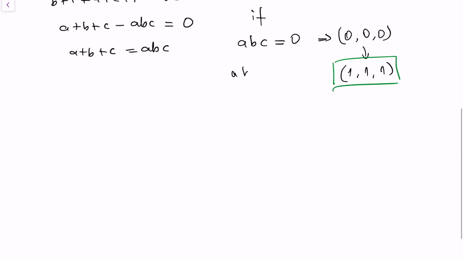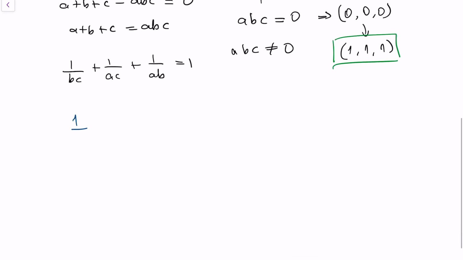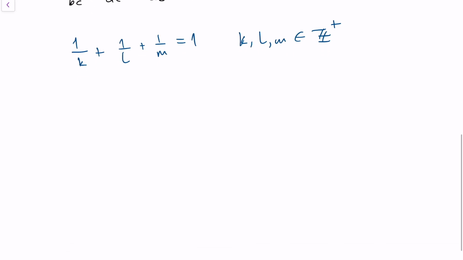Now, if abc is not equal to 0, then we can divide both sides by abc. So we have 1 over bc plus 1 over ac plus 1 over ab is equal to 1, right? So we have an equation in the form of 1 over k plus 1 over l plus 1 over m is equal to 1, where k, l, and m are positive integers. Okay, so let's use our usual inequality method. That means we can order these numbers because they are positive integers. So k is less than or equal to l, less than or equal to m, let's say.